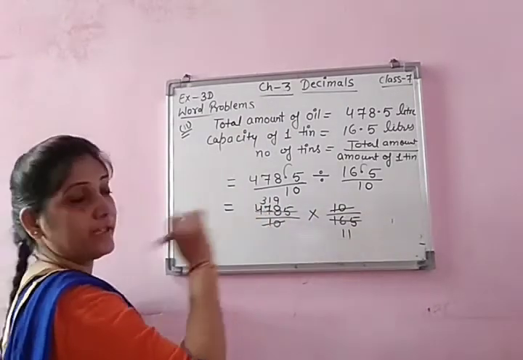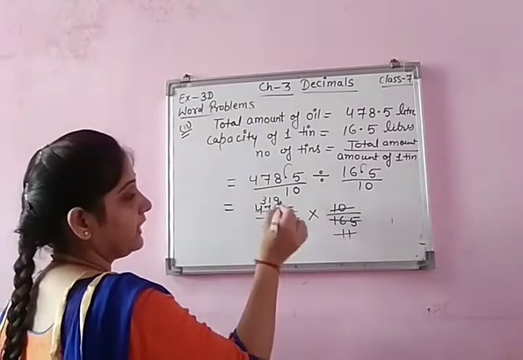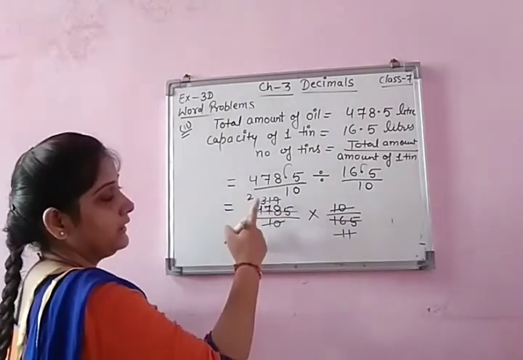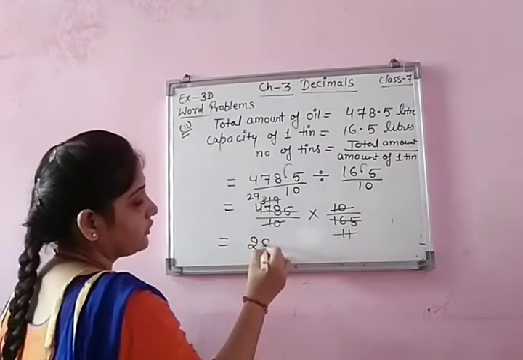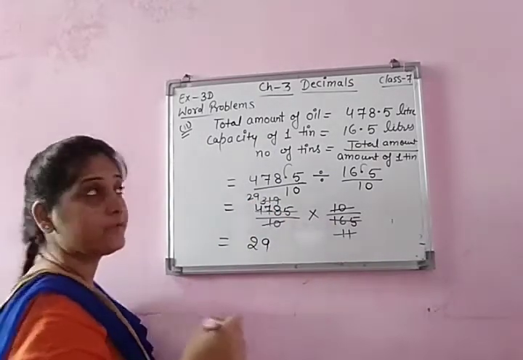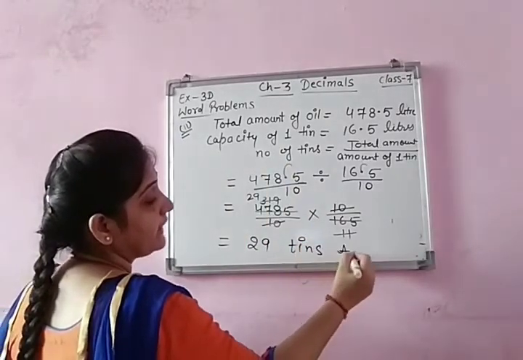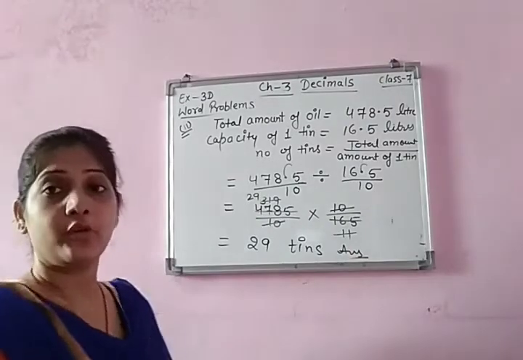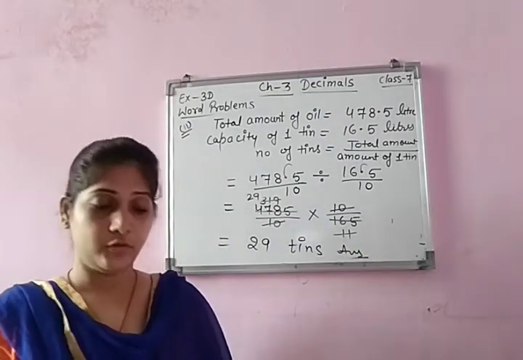Now, by 11, I think it can be cancelled out. 319. So, 11 2s are 22. It gives 9. So, 99. 11 9 ja 99. So, 29. 29 is what? We are finding number of tins. So, 29 tins are required. Okay, children? I hope the question is clear how we have to solve.